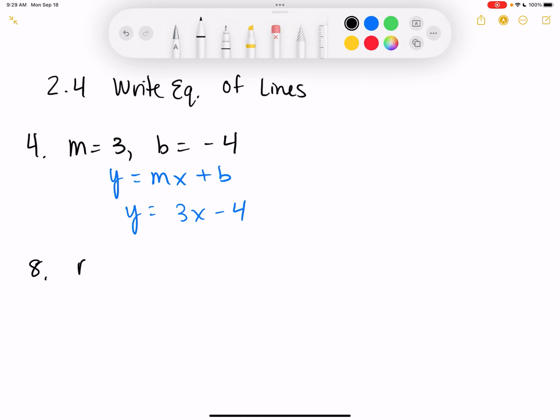Number 8. m is -5, b is -1. So what would my line be? y equals -5x minus 1. Yep.